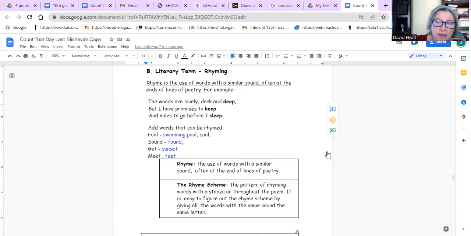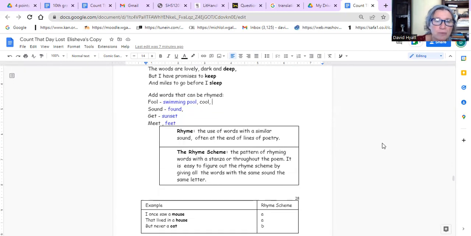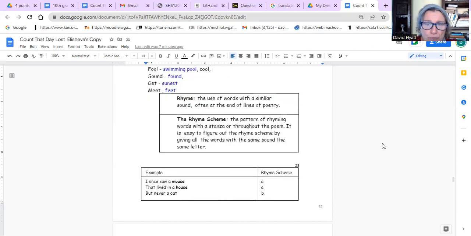And then you have the word meat, so I added the word feed. Double E, that makes the long sound E, plus T, feed. So if you know some more, please add them. Rhyme, the use of words with a similar sound, often at the end of lines of poetry. And then you have the rhyme scheme.